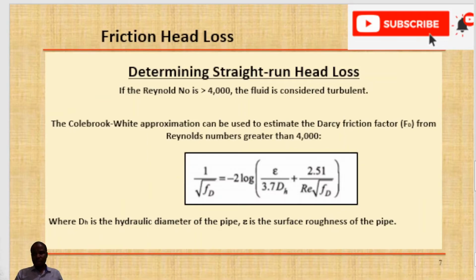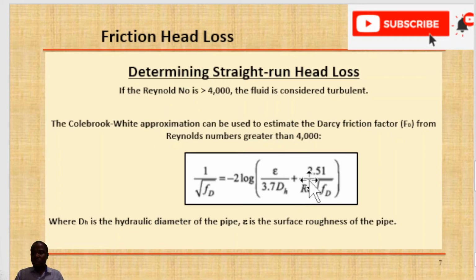Now, if you have fluids with Reynolds number greater than 4,000, we said the fluid is considered turbulent, isn't it? Now, to obtain your friction factor, which is your FD, you are going to use what we call the Colebrook-White approximation to estimate the Darcy friction factor for Reynolds number greater than 4,000. So you are going to obtain your FD with this expression, with your DH to be the hydraulic diameter of the pipe and your E to be the surface roughness of the pipe.